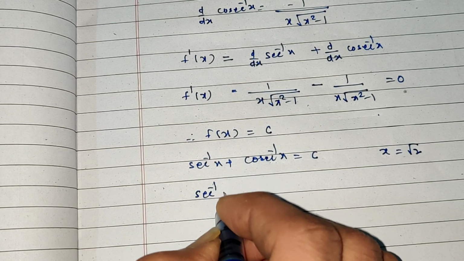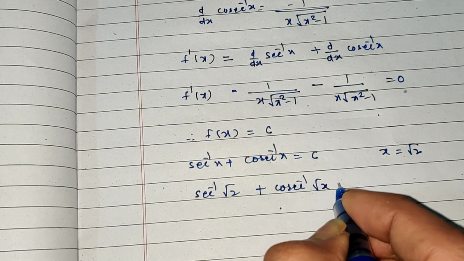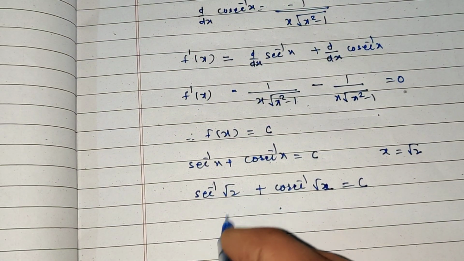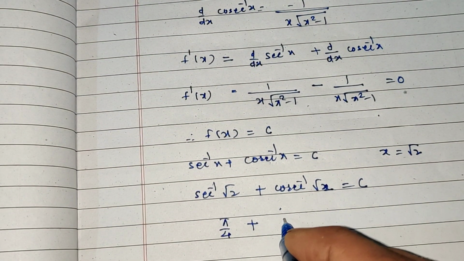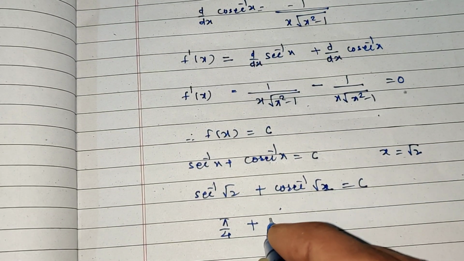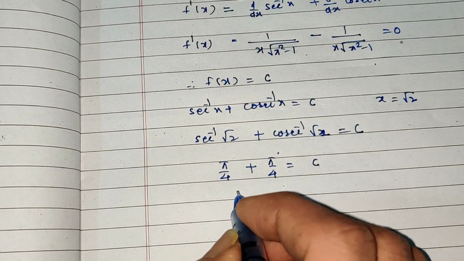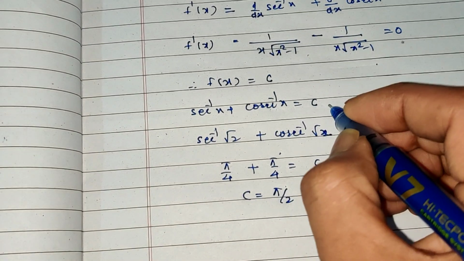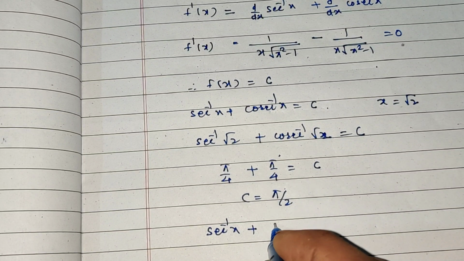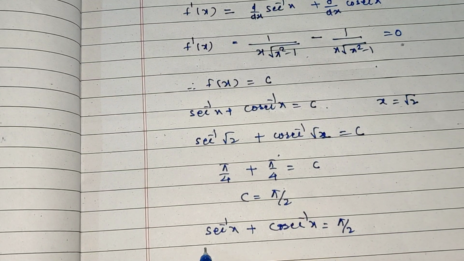Sec inverse of root 2 plus cosec inverse of root 2, which is c. Sec inverse of root 2 means pi by 4, since sec of pi by 4 is root 2, and cosec inverse of root 2 is also pi by 4, since cosec of pi by 4 is root 2. So c is pi by 4 plus pi by 4. Therefore c is equal to pi by 2. Substitute here. Therefore sec inverse of x plus cosec inverse of x is equal to pi by 2. This is our required identity.